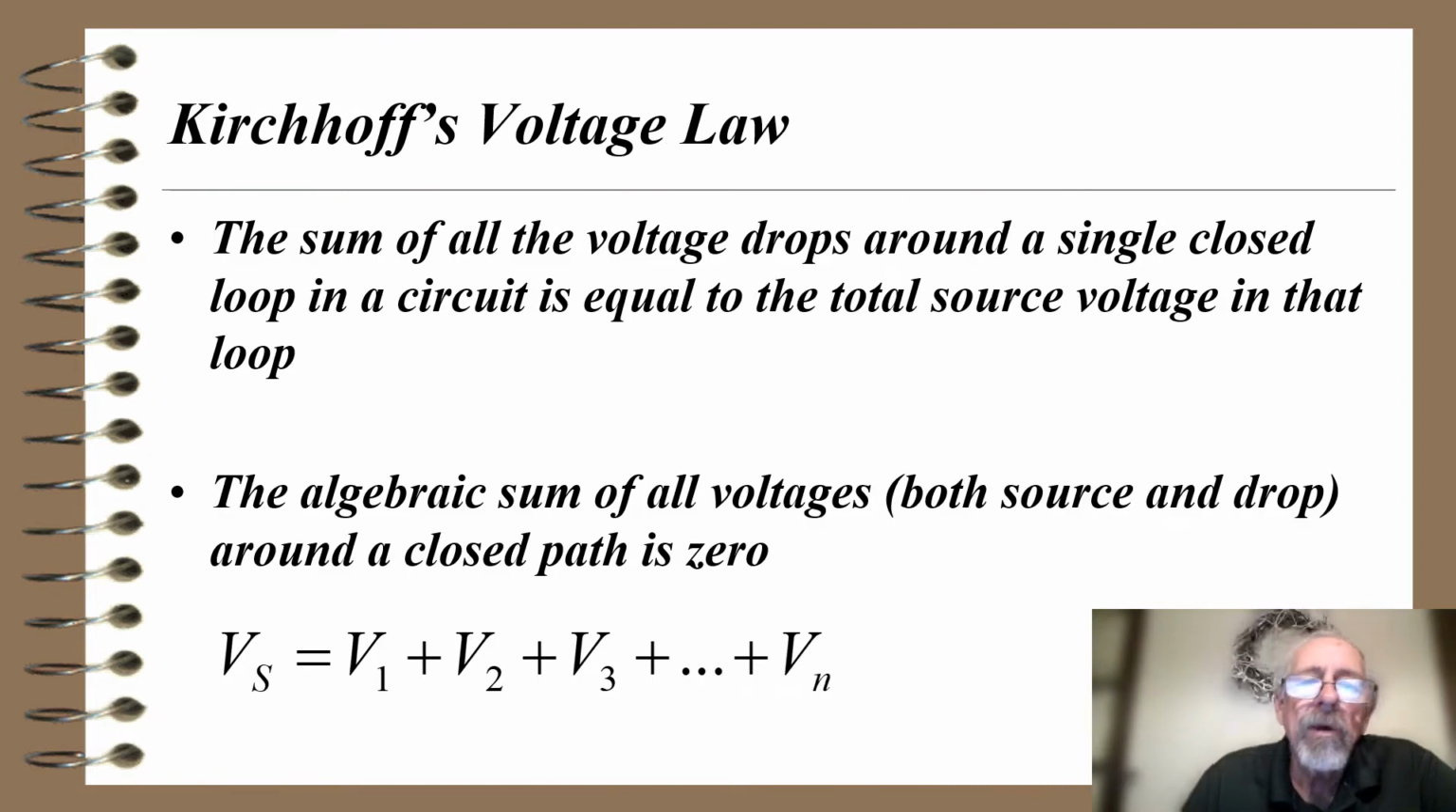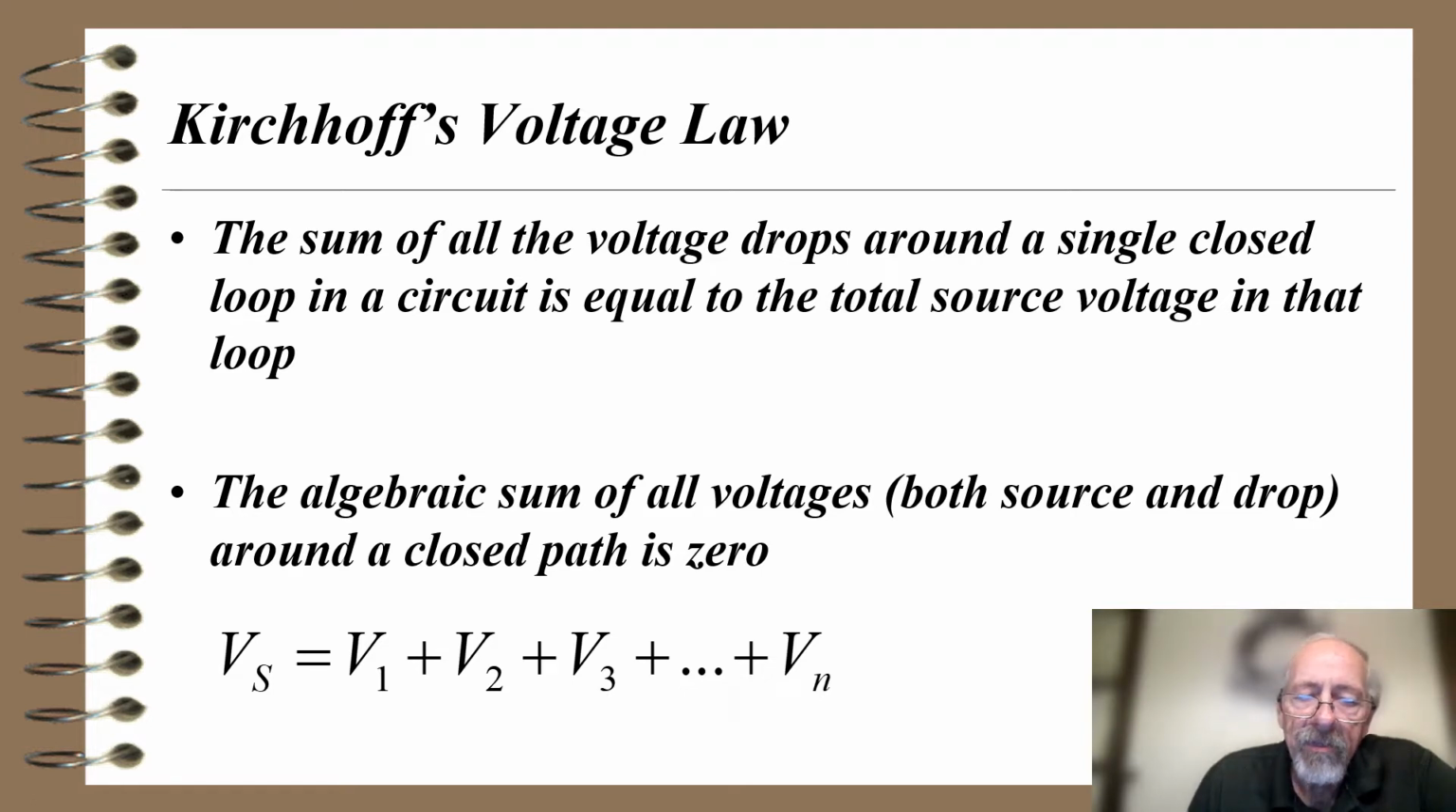This brings us to Kirchhoff's voltage law. Kirchhoff's voltage law states that the sum of all voltage drops around a single closed loop in a circuit is equal to the total source voltage in that loop. The algebraic sum of all voltages, both source and drop, around a closed path is 0. So that could be written as the voltage source is equal to V1 plus V2 plus V3 plus ... plus V sub n, where n is the number of voltage drops.